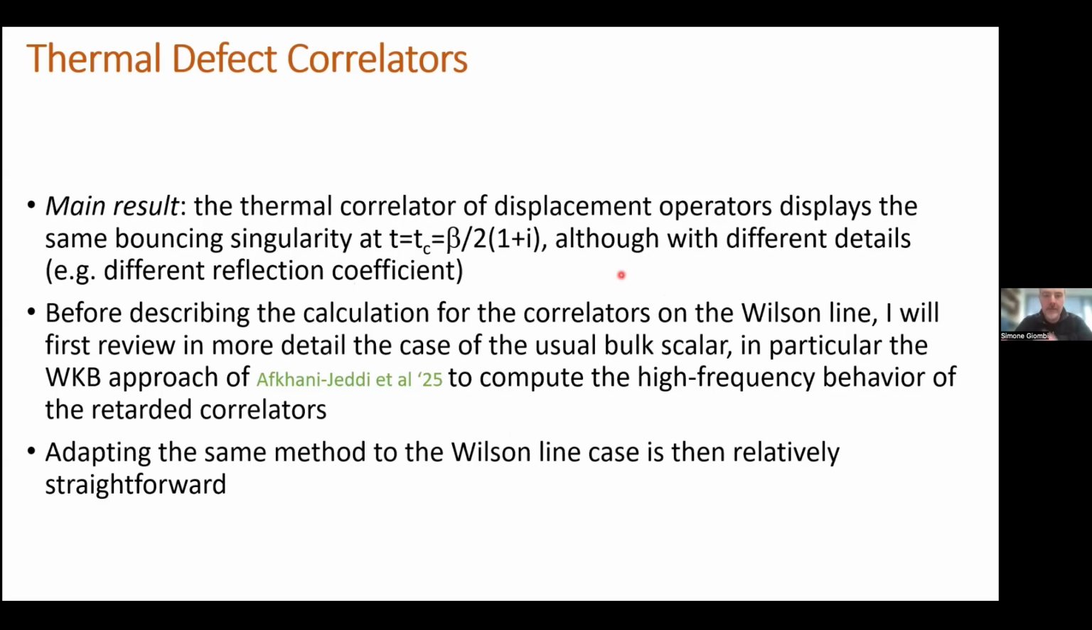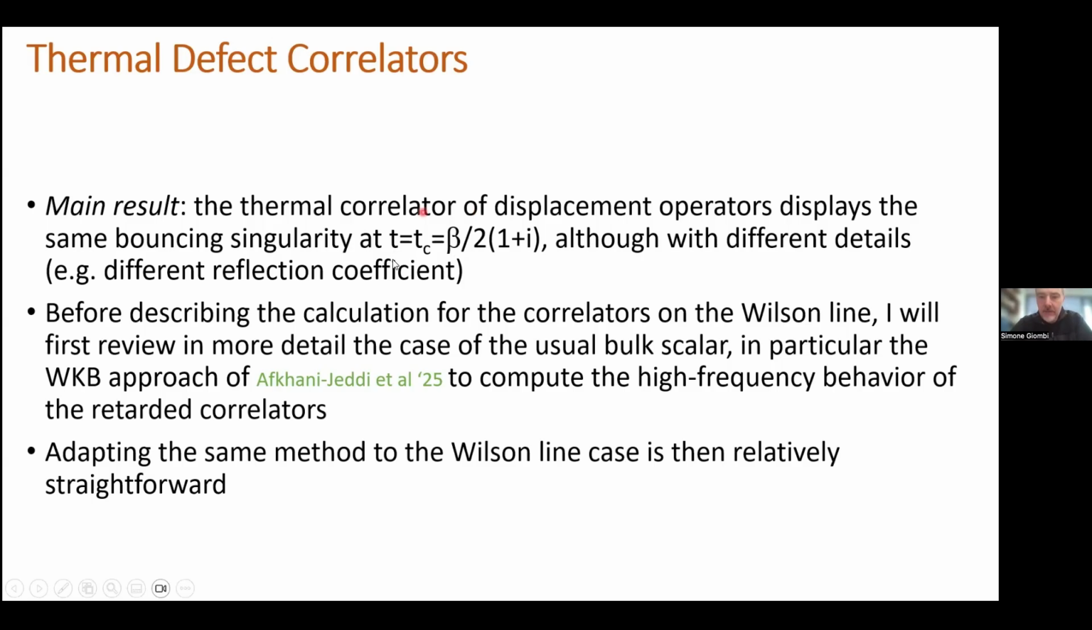Okay, so as I said, the main result is that this holographic thermal defect correlators also display bouncing singularities, and the bouncing singularities are at the same location, the same value of t_c as the case of the local operators dual to bulk scalar fields, with different details. For example, the reflection coefficient will be different.